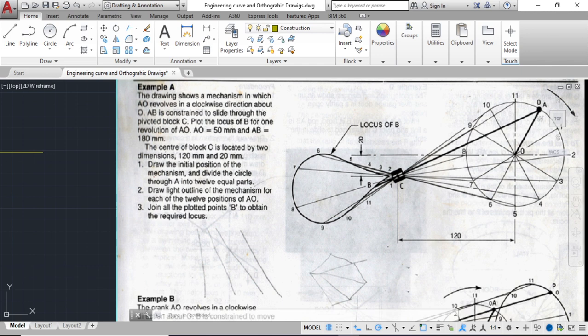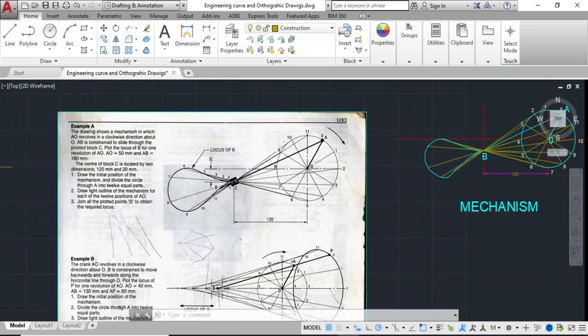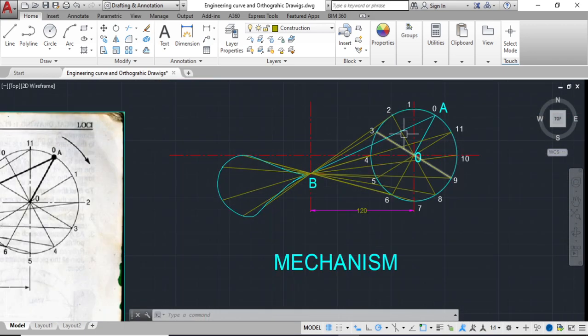It says draw a light outline of the mechanism for each of the 12 positions of AO. Join all the plotted points to B to obtain the required locus. So you're going to draw a line from A through C to B, through all these points. And it says here that AB from A to B is 180. So when it's at 2, you measure 180 going all the way through C to B, and wherever 180 stops is where your point is. So let's attempt this. Here's a completed drawing.